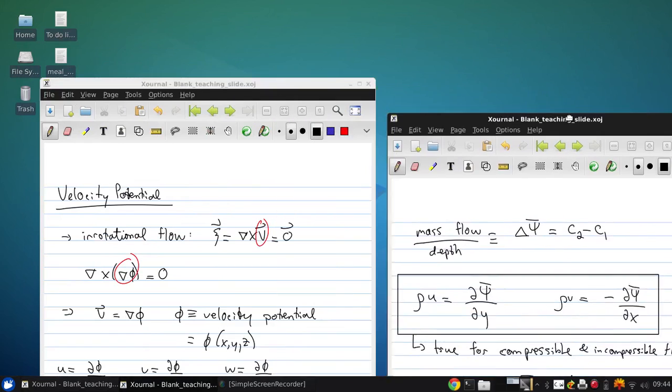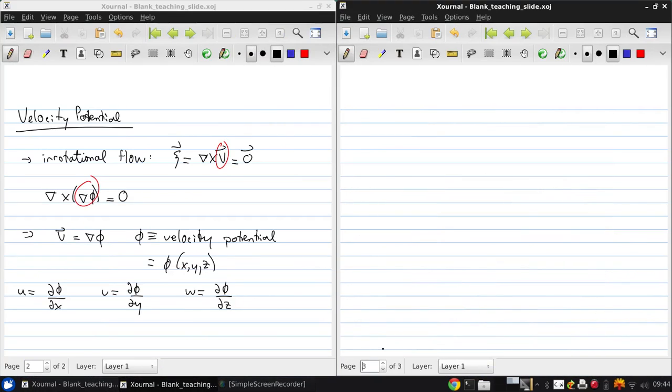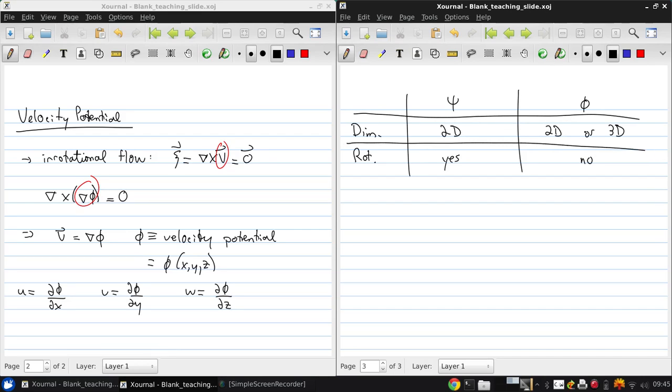So to summarize the key restrictions and regions of applicability, the stream function is used in 2D, whereas the potential can be used in 2D or 3D. The stream function applies in rotational flows, but the velocity potential does not. What this tells us is that we only need to determine this velocity potential to get the velocity field, similar to how we could get the velocity field knowing the stream function.